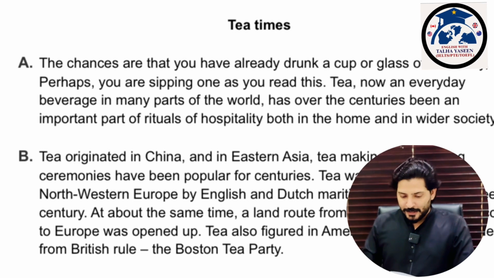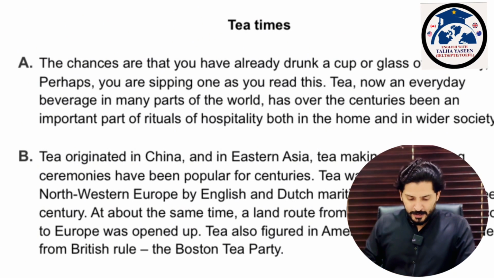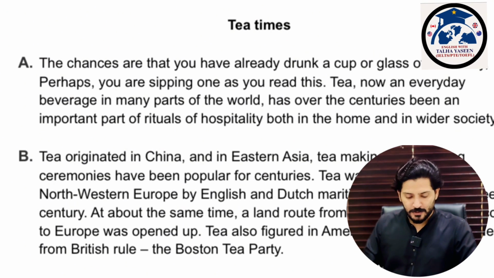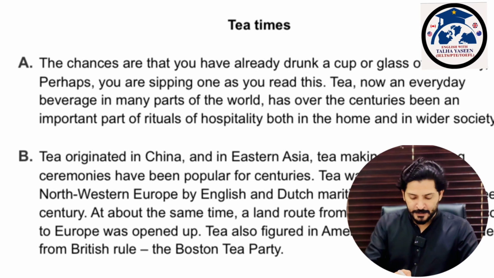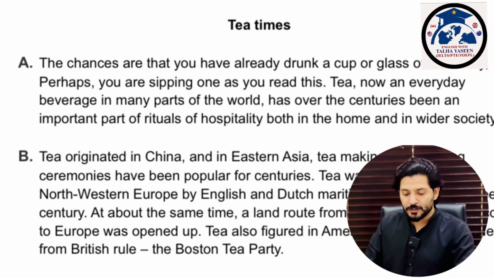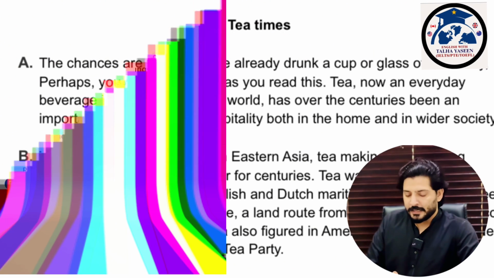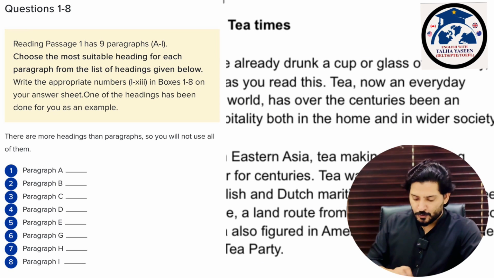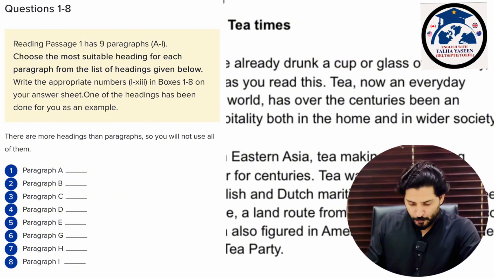Let's discuss IELTS reading passage 1, and as you see, the passage is labeled. When a passage is labeled as A, B, C and D, it means type 2 questions are given, which are not in order. In this passage, all the questions are not in order. So let's start from question 1.